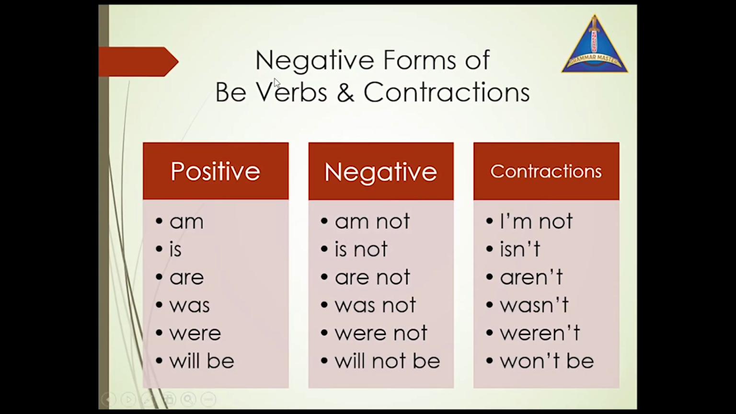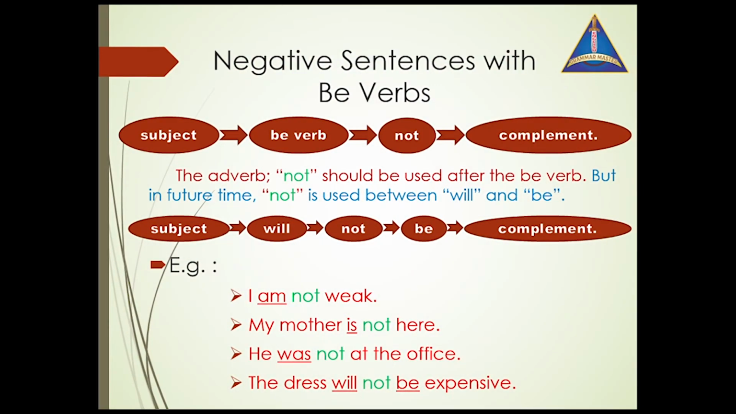Now let's learn the negative forms of be verbs and their contractions. Am not, I'm not. Is not, isn't. Are not, aren't. Was not, wasn't. Were not, weren't. Will be, will not be, won't be.